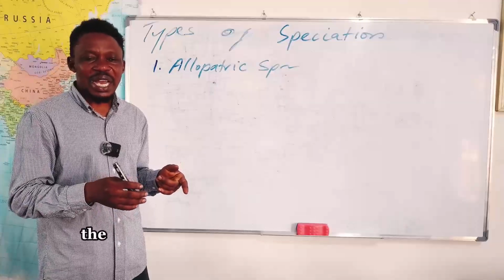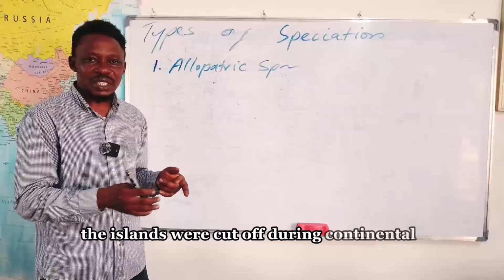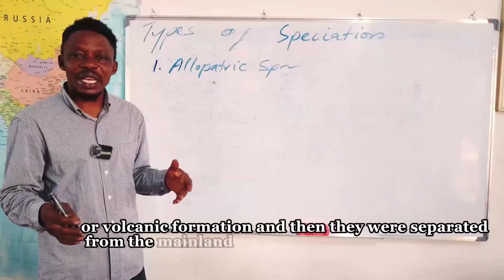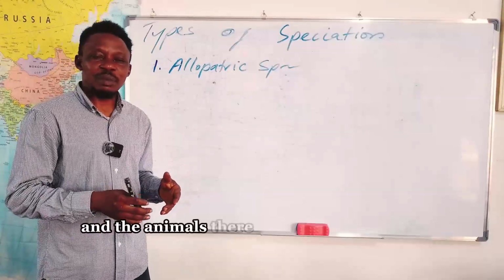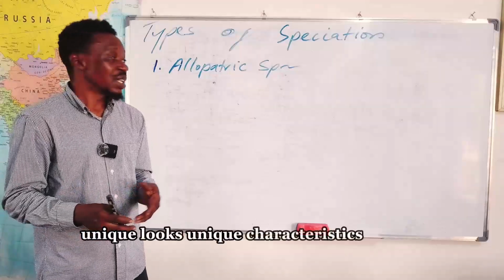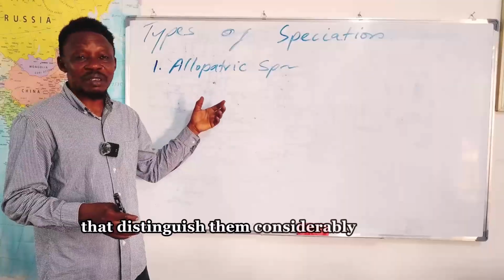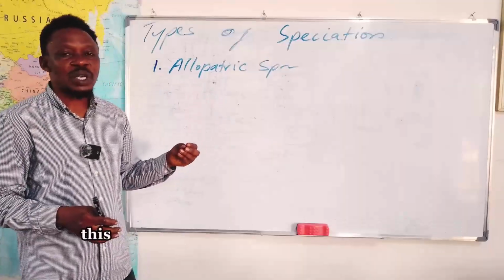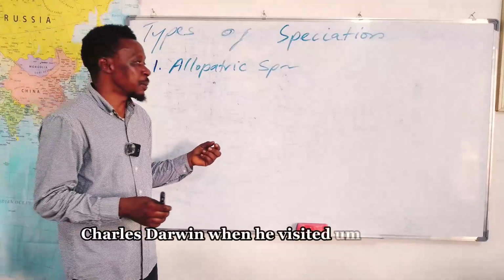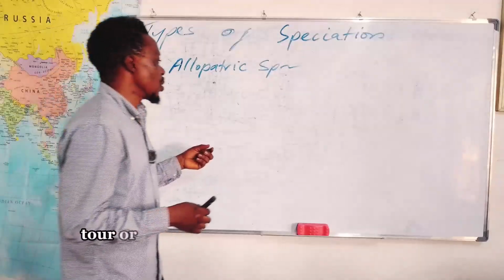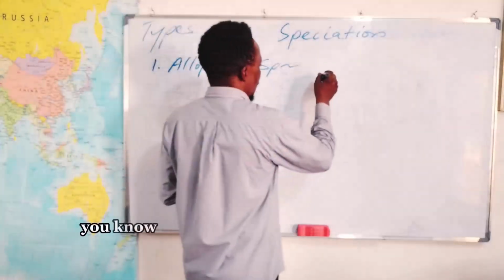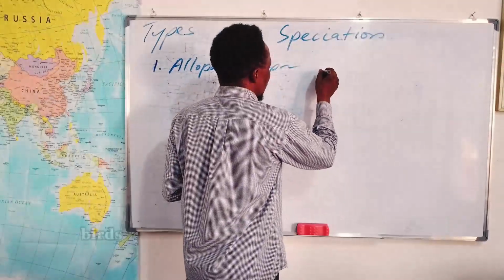Because they've been separated, the islands were cut off during continental drift or volcanic formation, and then they were separated from the mainland. And the animals there began to develop unique patterns, unique looks, unique characteristics that distinguish them considerably from those of the mainland. This was the fascination of Charles Darwin when he visited, in his famous tour, the Komodo Island or the Galapagos Islands. He reported seeing different kinds of finches, birds, on different islands.